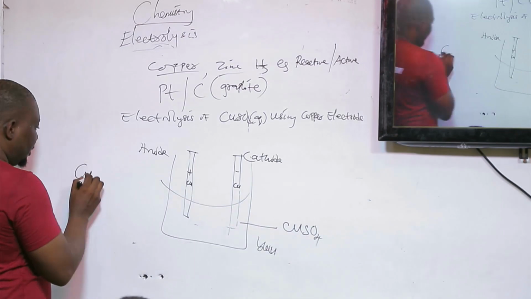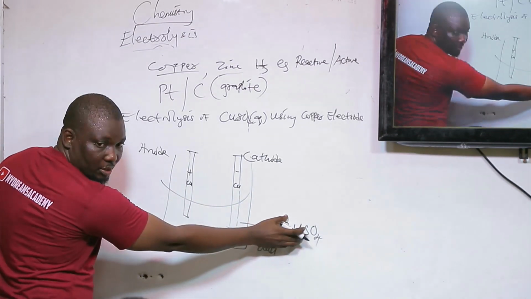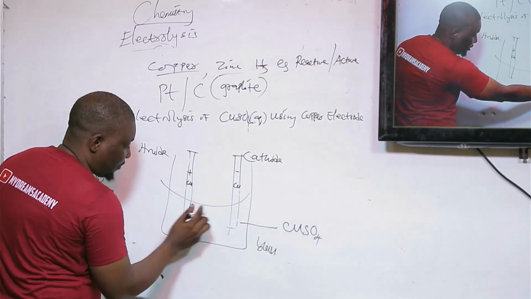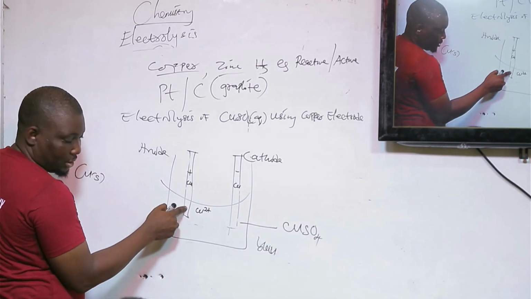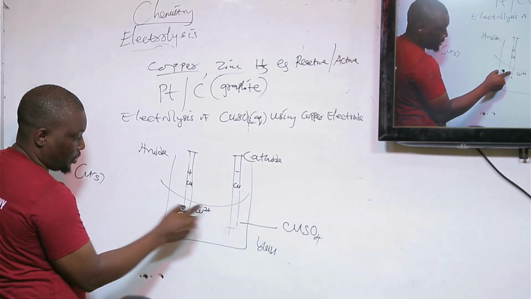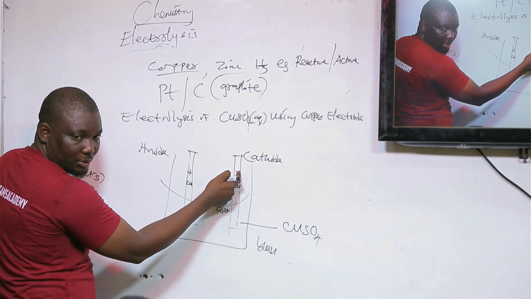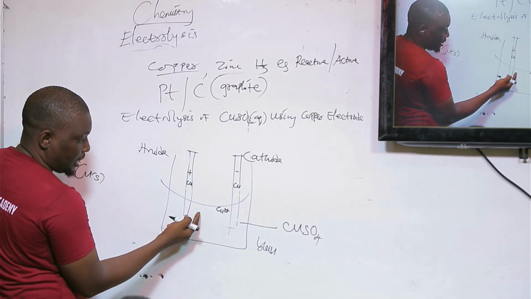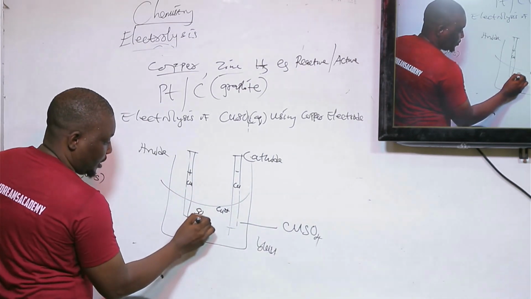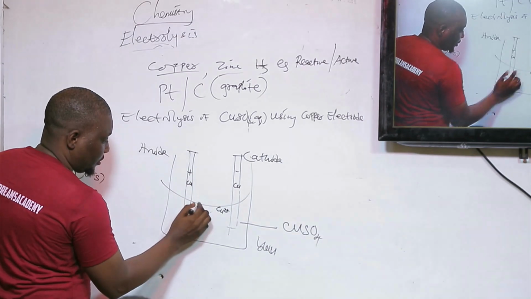You still have copper here as well, from the salt, from the electrolyte. You have copper that may try to get itself discharged at the cathode. And then you have another ion which may try to discharge itself there: OH from water, because this one will always be down. The one that will be discharged will go up.